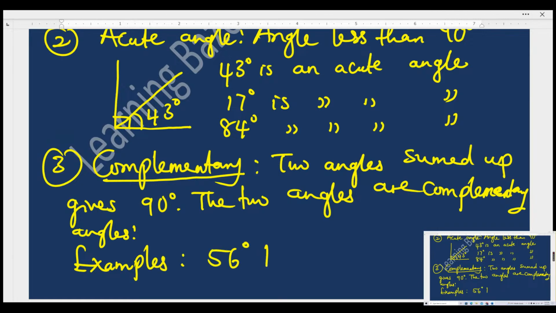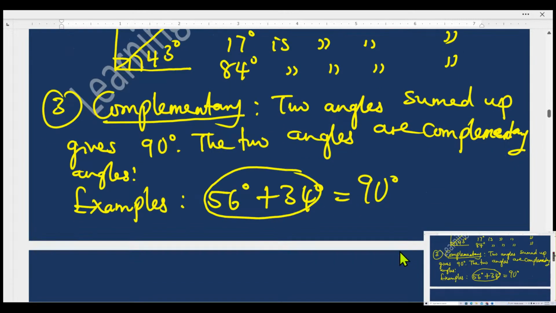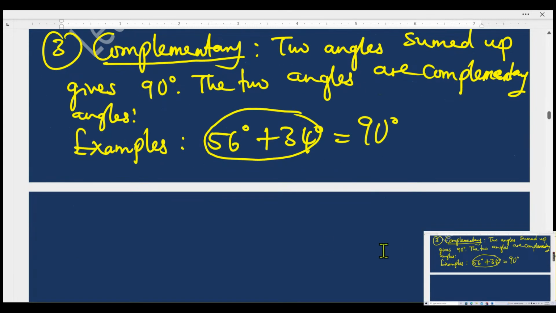56 degrees and 34 degrees. When you add 56 and 34 degrees together, they will give you 90 degrees. So 56 degrees and 34 degrees are complementary angles. They are complementary angles because the sum of the two angles will give you 90 degrees.